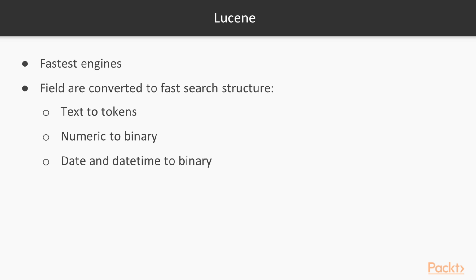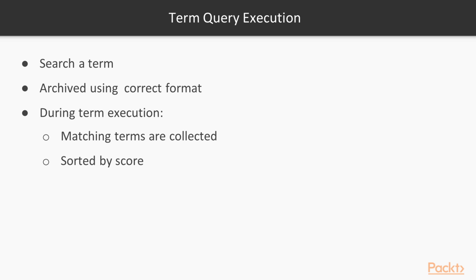Lucene, due to its inverted index, is one of the fastest engines at searching for a term or value in a field. Every field that is indexed in Lucene is converted in a fast search structure for its particular type. First, the text is split in tokens, if analyzed, or saved as a single token. Second, the numeric fields are converted in their fastest binary representation. And third, the date and date time fields are converted in binary forms. In Elasticsearch, all these conversion steps are automatically managed. Search for a term is independent from the value, which is achieved by Elasticsearch using the correct format for the field.